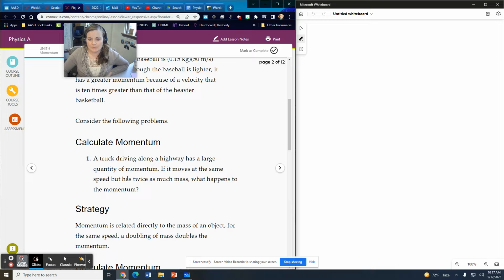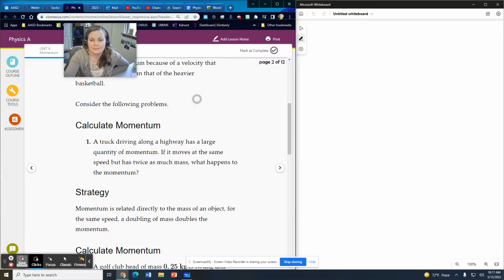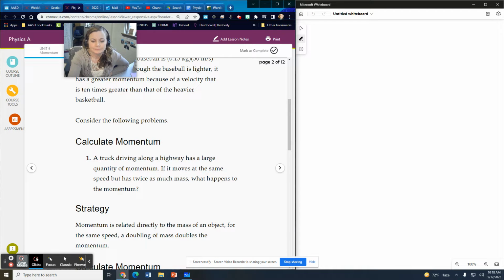It talks about some problems. A truck driving along the highway has a large quantity of momentum because it has a high mass. If it moves at the same speed but has twice as much mass, what happens to the momentum? So we can say momentum is equal to mass times velocity. If we double the mass, we're just going to take that m and multiply it by 2.